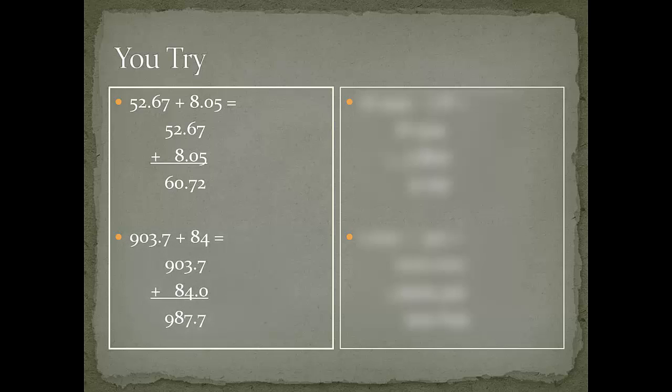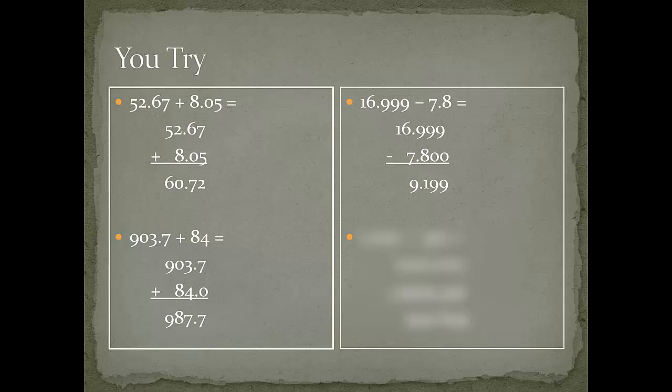For the bottom problem, I have 903 and 7 tenths, and I'm going to add to that 84. This is one of those pitfalls to watch out for because 84 does not have a decimal after it. So I'm going to add a decimal and a 0 to the back of my number 84 so that I can line the decimals up. Now that I've done that, I can easily line my decimals up, and I get an answer of 987 and 7 tenths. Now on to the subtraction problems.